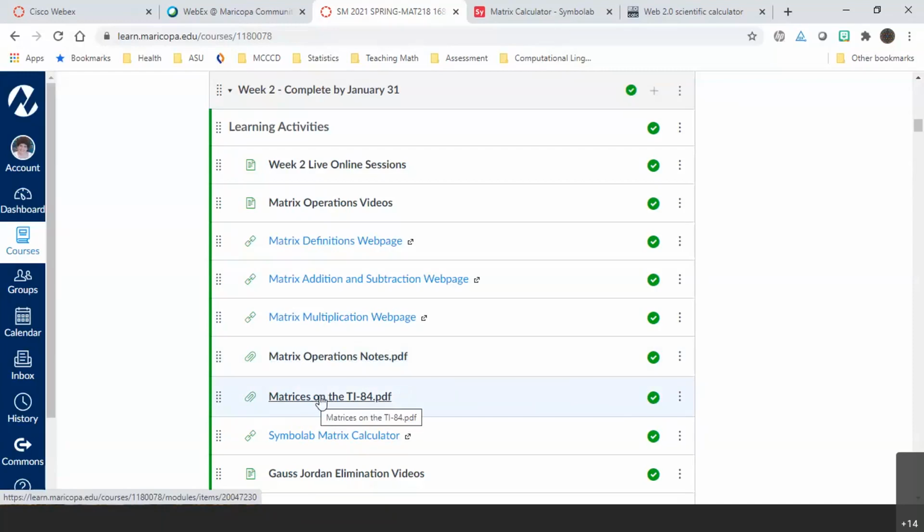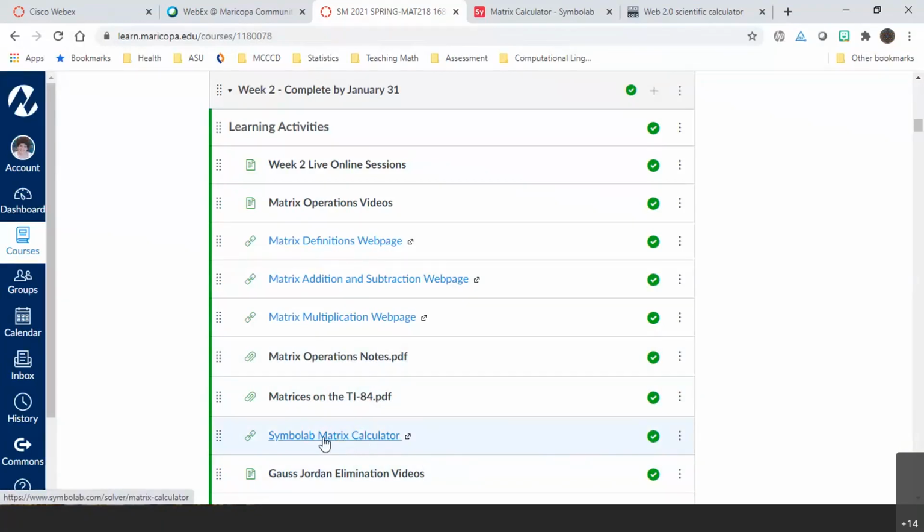Here is kind of a worksheet, not a worksheet, but a how-to file on reviewing how to enter matrices on a TI-84. You can use this as reference. This is not something that you're meant to read, but basically if you need to refer back to how do I do this again, you have it here.